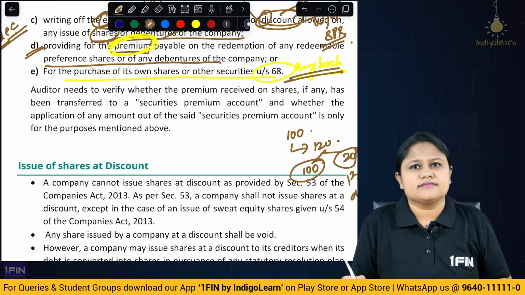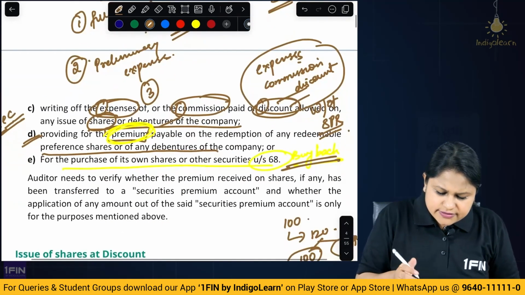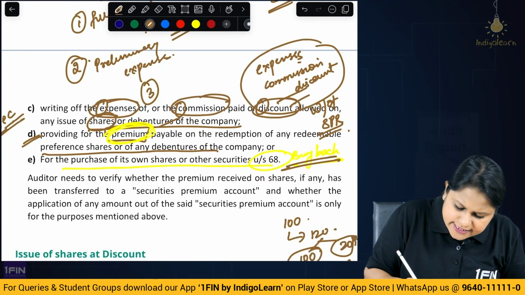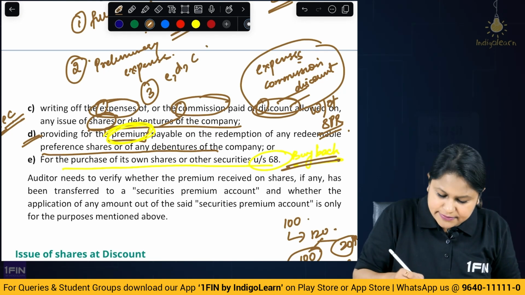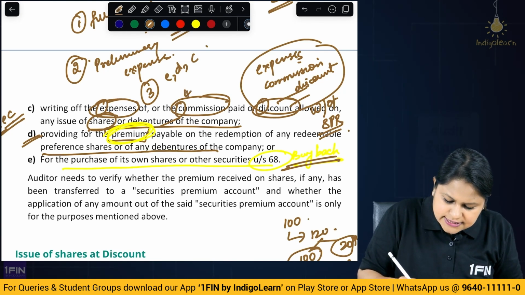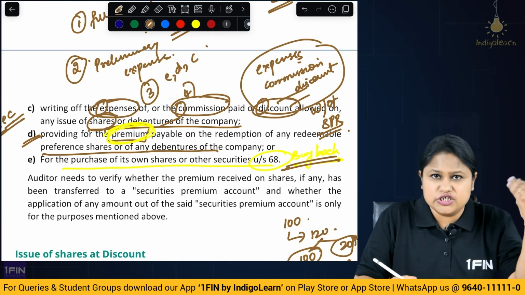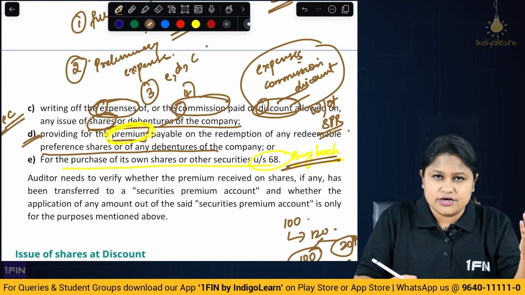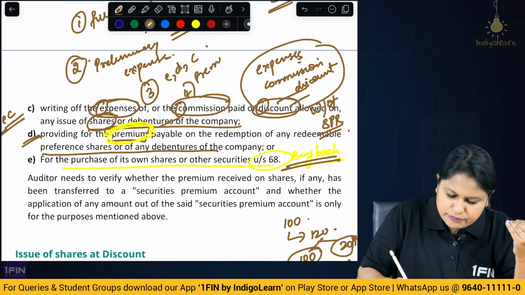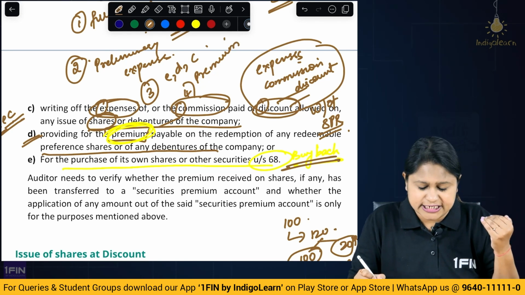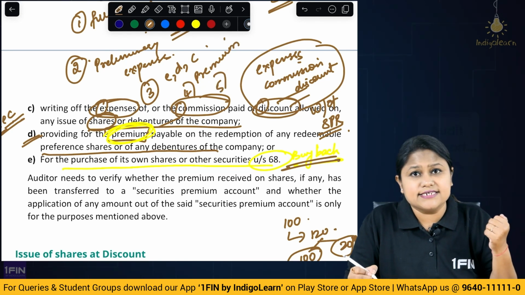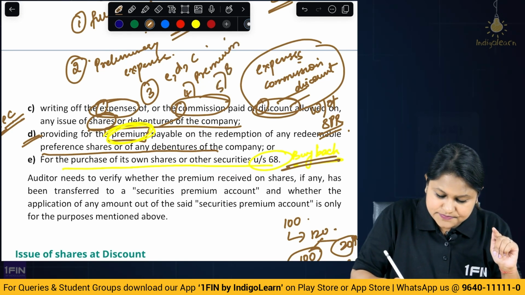Buyback. Okay. So quickly, third one is what? It is for writing off expenses, discount and commission. That is on issue of shares and debentures. One is issue, other is repayment. So when you redeem, obviously equity cannot be redeemed, only preference shares and debentures. Okay. That time whatever premium you are going to pay, that can be used from securities premium. And finally, the last one is for buyback.